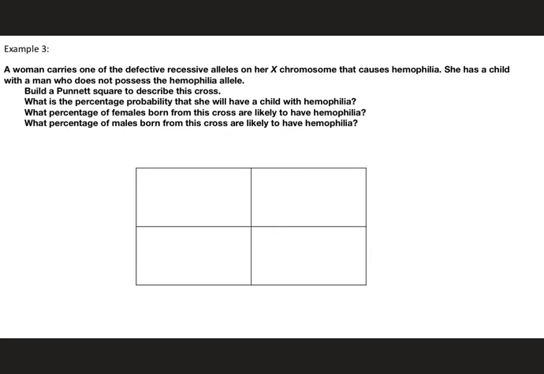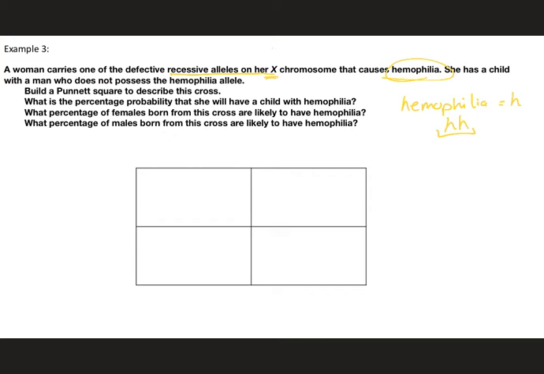Okay, this is the last example we're going to do with Punnett squares. This is a unique one because this is now going to be sex-linked. So we have apparently a woman who carries one of the defective recessive alleles on her X chromosome that causes hemophilia. I'm just going to stop right here, and we need to make sure you understand what this means. Apparently, if you have hemophilia, this is a recessive gene, so that means we're going to have a little h. Remember, to actually have hemophilia, I need two little h's. This means I have it.